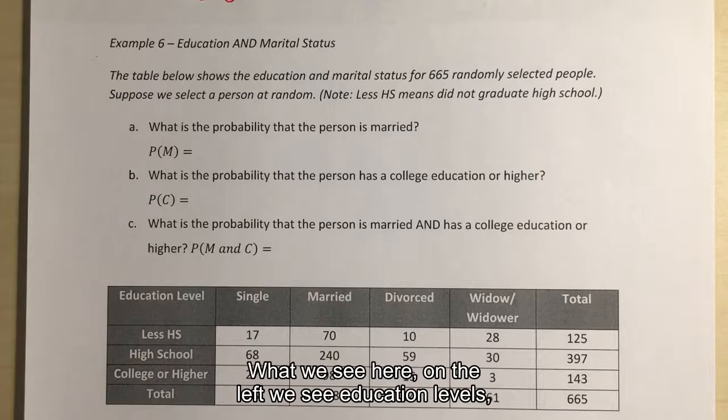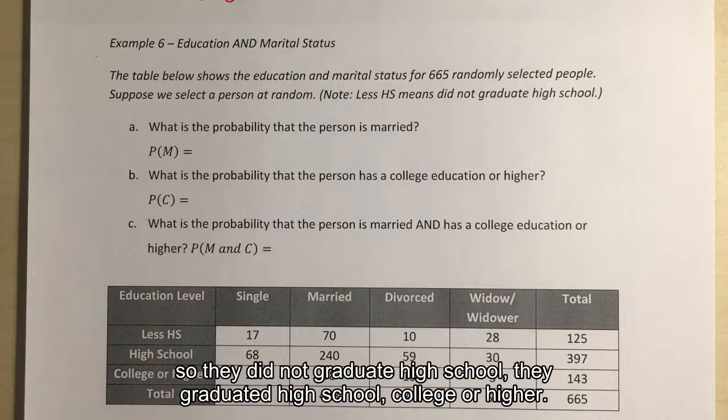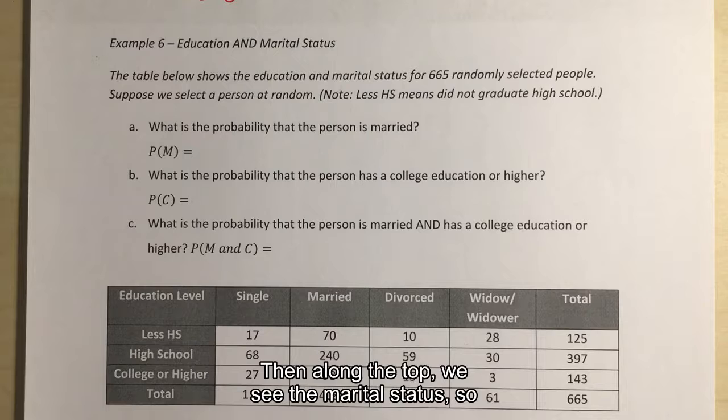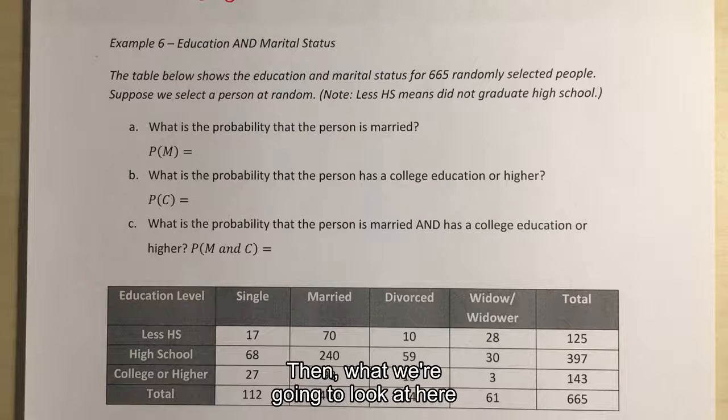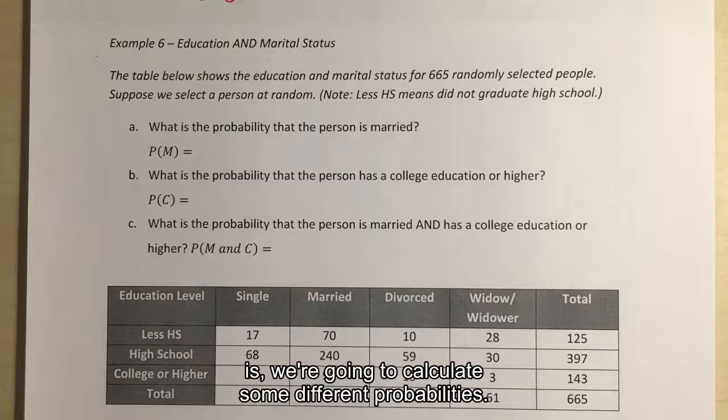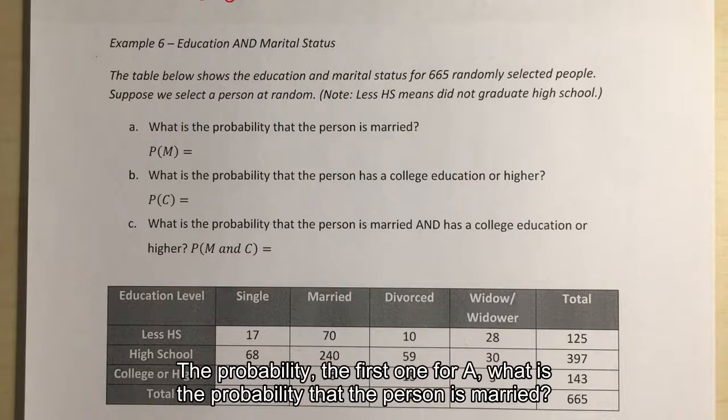So what we see here, along the left, we see education levels: they did not graduate high school, they graduated high school, or college or higher. And then along the top, we see marital status: single, married, divorced, and widow or widower. Then what we're going to do is calculate some different probabilities. For part A, what is the probability that the person is married?